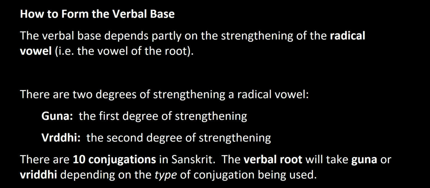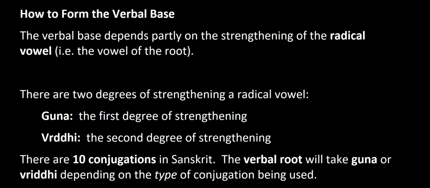What do they mean by strengthening? Remember our vowels that we learned in the very beginning? A, i, u, ri. Guna is a strengthened version of a; Vrddhi is even more strengthened. So that's what they mean by strengthening a radical vowel. The first degree of strengthening is guna. The second degree of strengthening is Vrddhi. So obviously Vrddhi is going to be a lot stronger.